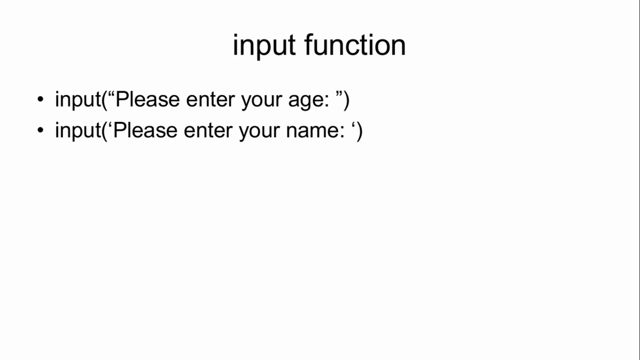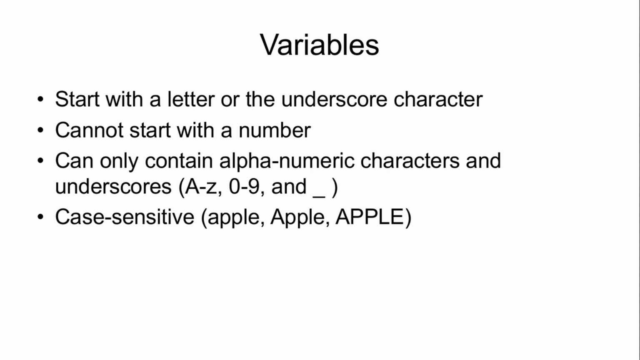All right, so to be able to process the user input, we have to store it somewhere. So we will have to use a variable. A variable is simply a place in memory to store some values. To declare a variable, it has to start with a letter or underscore. It cannot start with a number. It can only contain alphanumeric characters.